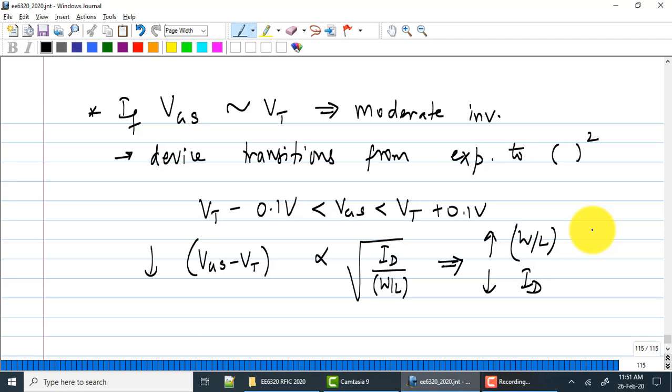This relationship will start failing. Why is that? Exponential. The relation is valid only for square law. Now I have not given you the exponential relationship, but what do you think the exponential relationship will be?